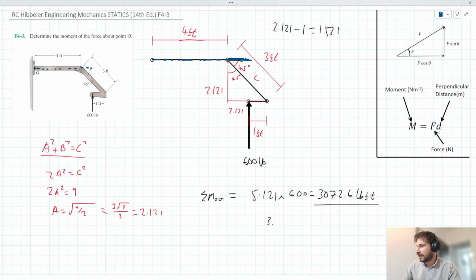In the back of the textbook, it gives us a solution in this form here, written like this. Why kilopound-feet is written like kip-foot, I have no idea. I'm not very familiar with imperial units, but there we are, 3.072 kip-foot.